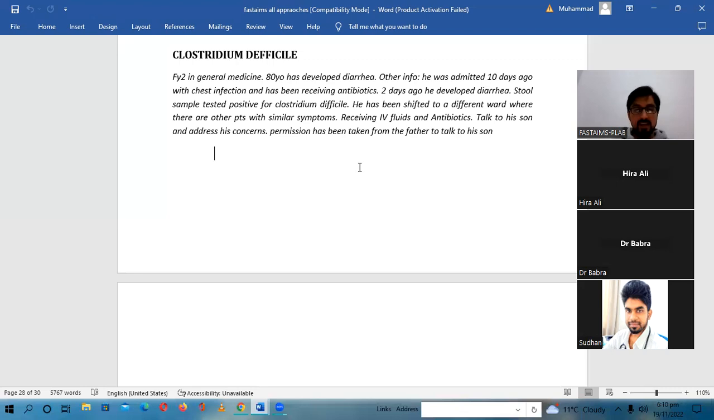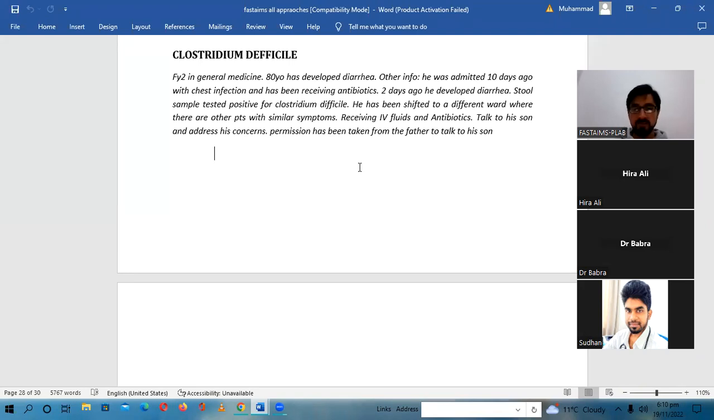Okay, and then you have to explain that Clostridium difficile is a bacteria that usually lives in the gut, but they are usually in controlled numbers because we have another type of bacteria called normal gut flora, which keep a check on their growth.